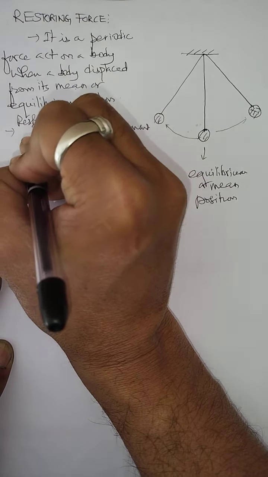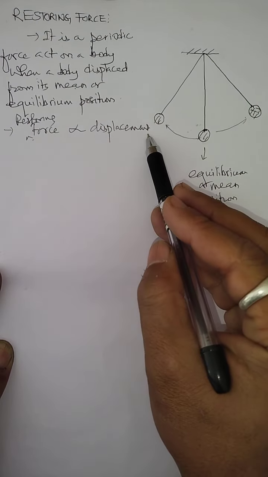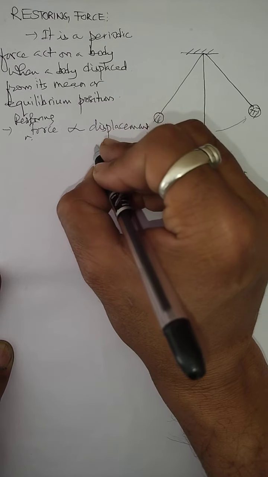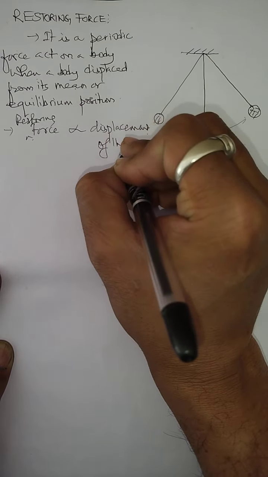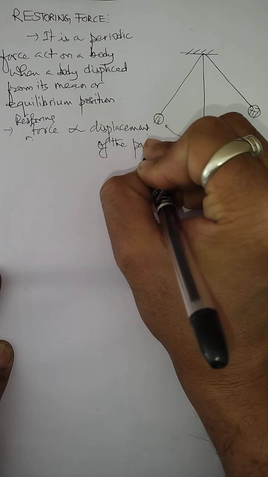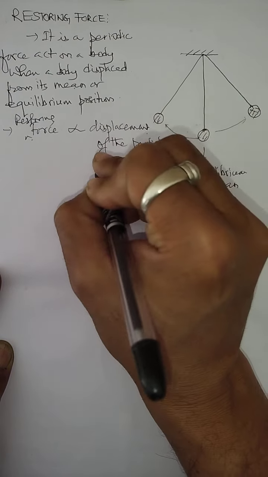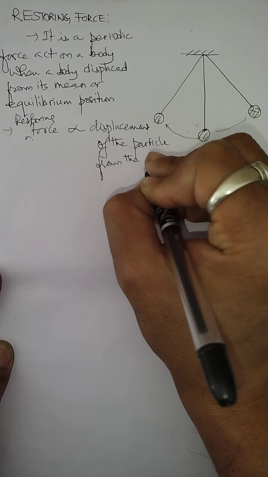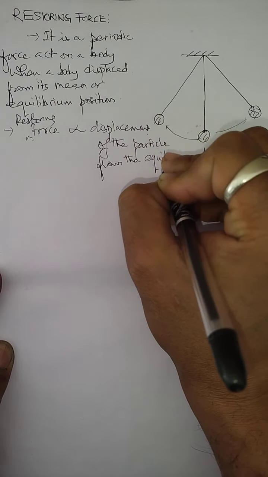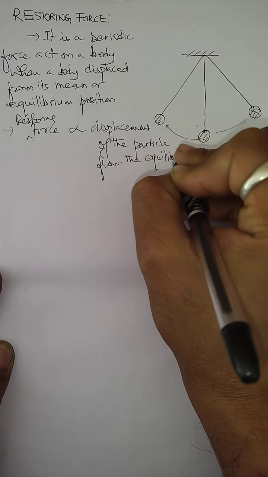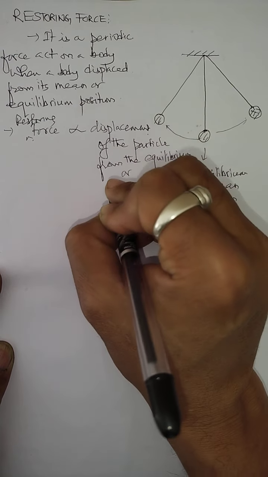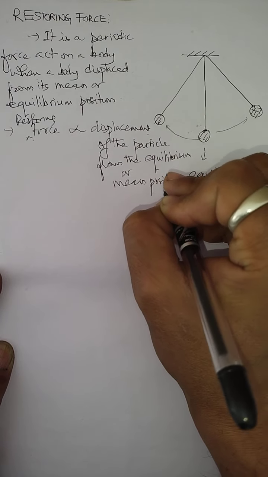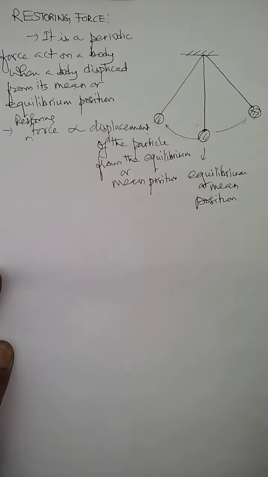So children, remember this point. Restoring force is directly proportional to the displacement of the particle from the equilibrium or mean position. It means the more the displacement of the particle from the equilibrium or mean position, the more restoring force comes into play.